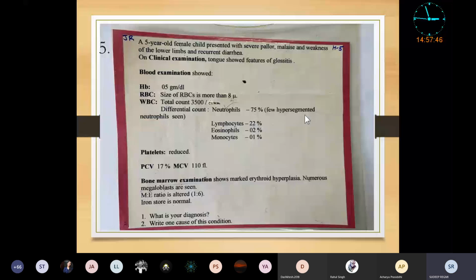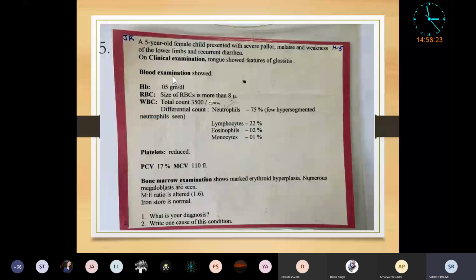Yes, Rahul Singh. Why did you say this is a megaloblastic anemia? Because megaloblasts are seen in the bone marrow as well as erythroid hyperplasia is seen. Very good. One is that there is a megaloblast. There is presence of numerous megaloblasts in the bone marrow. That is the one and only important thing which we should know. If there is presence of megaloblast, that's why it is known as megaloblastic anemia. But these all are the supporting features.